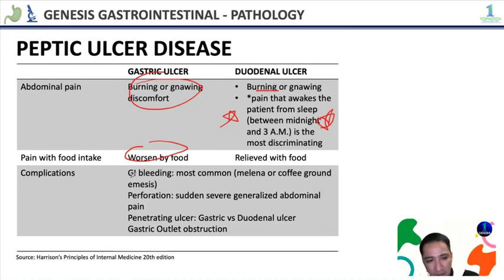Again, the most common complication is GI bleeding. Commonly, the patient will present with melena or coffee ground emesis. Okay, usually this gastric ulcer tends to penetrate the left hepatic lobe. In terms of perforation, the duodenal ulcer tends to penetrate posteriorly into the pancreas. So you might think of the possibility of pancreatitis.